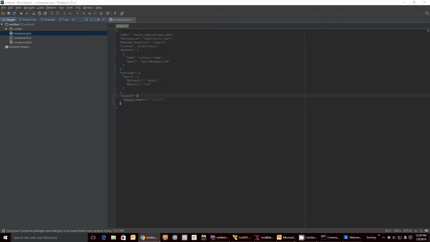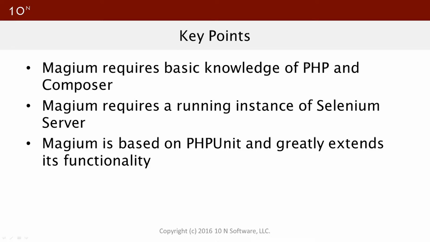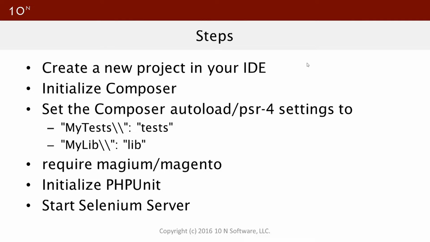So some of the key points to note from exercise 1. First of all, Magium requires some level of basic knowledge of PHP and Composer in order to get things running. It will require a running instance of Selenium server. Also, Magium is based off of PHPUnit and greatly extends its functionality in order to work with WebDriver as well as run the batching operations that we'll be looking at later on. Here are the steps for running the first exercise.